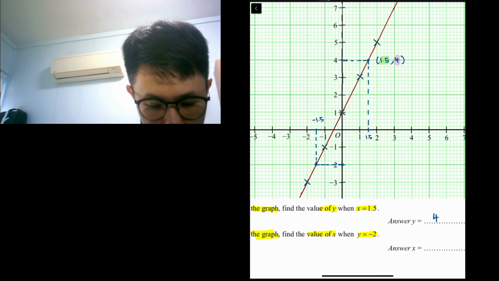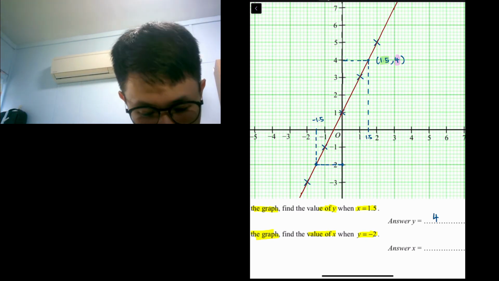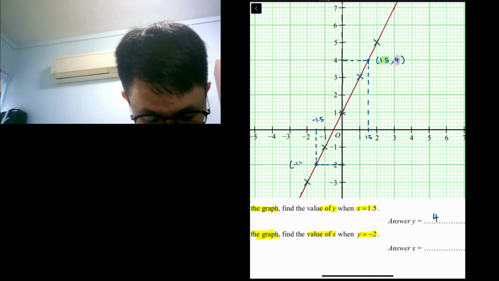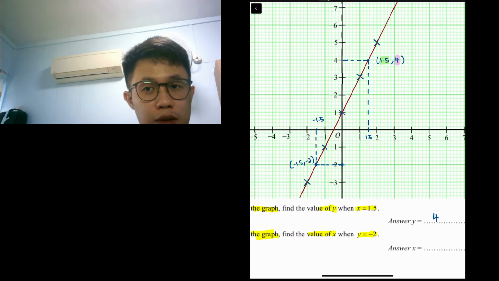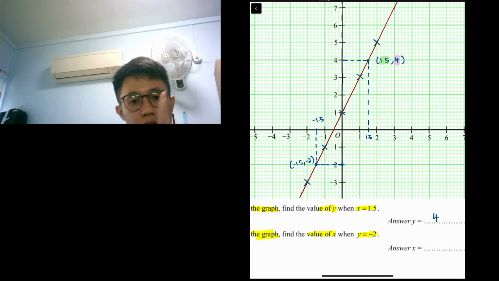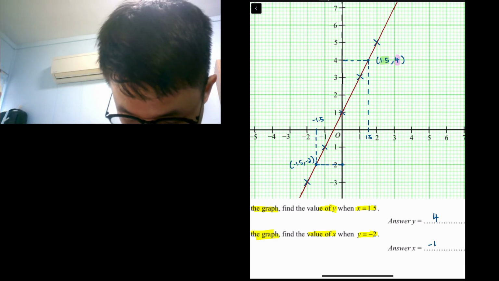So what is the coordinate of this point here? This point on the line. The point must be on the line, right? So the coordinate here is negative 1.5, comma, negative 2. And this actually tells us what's the value of x when y is equal to negative 2. x would then be equal to negative 1.5.